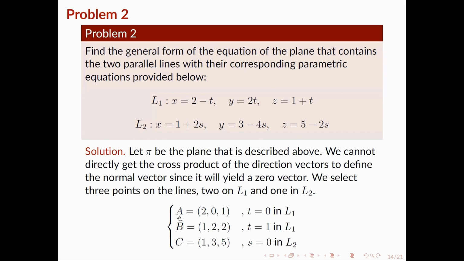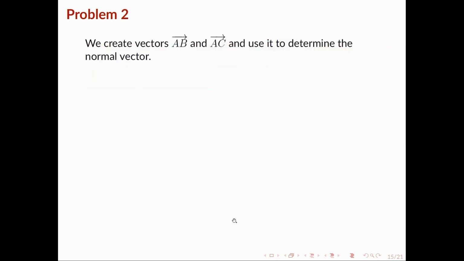So, for the first point, point A, we're going to set t equals 0 on line 1. So, we're going to get the point 2, 0, 1. For the second point, we're going to set t equals 1 on line 1 pa rin, and we're going to obtain the point 1, 2, 2. For the third point, we're going to set s equals 0 on line 2, and we're going to get 1, 3, 5. So we then create the vectors AB and the vector AC and use it to determine the normal vector.